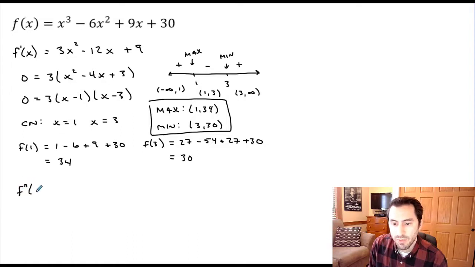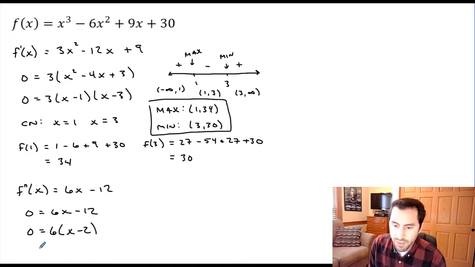So f double prime, we're going to take the derivative of our first derivative. So again, power rule. Let's see, we end up with 3 times 2, we get 6x minus 12. And now if we take a look at where this is going to be equal to 0, so if I set that equal to 0 and I factor, we get 6 times x minus 2. So that means that at x is equal to 2, our second derivative is 0.